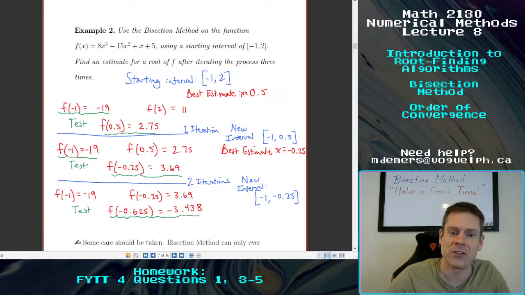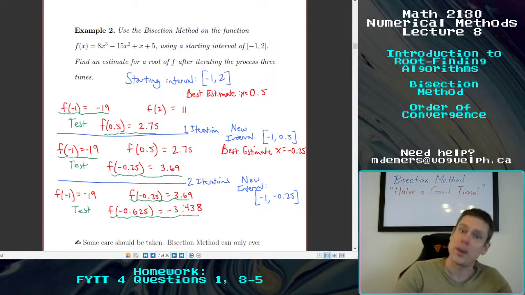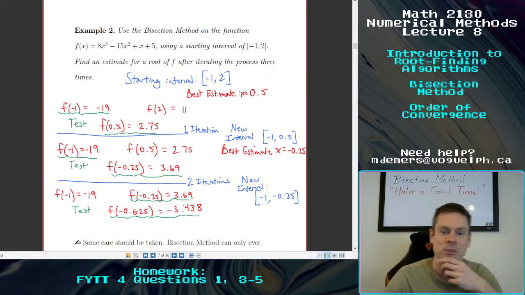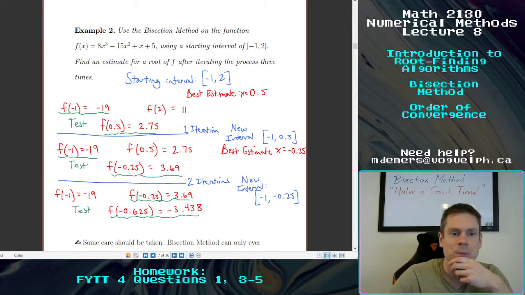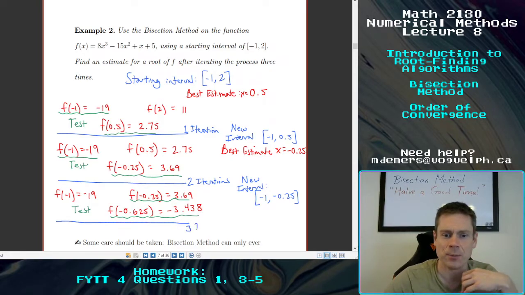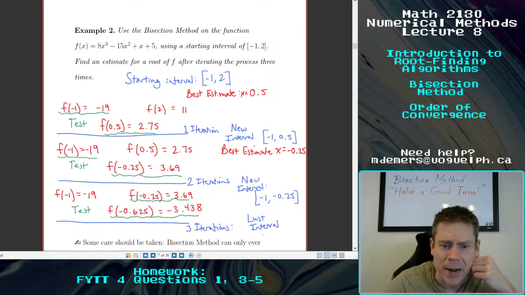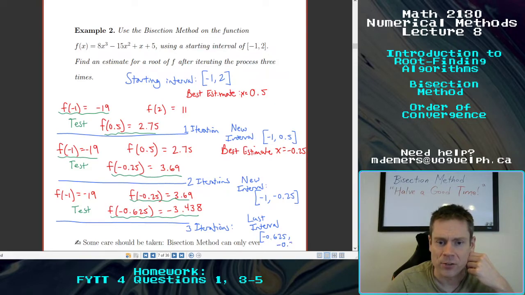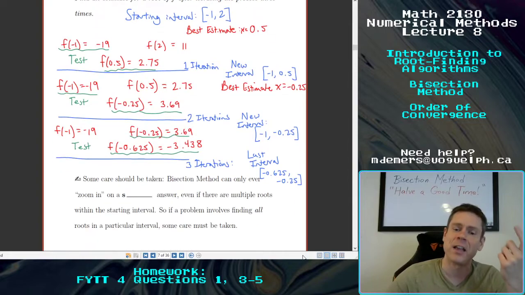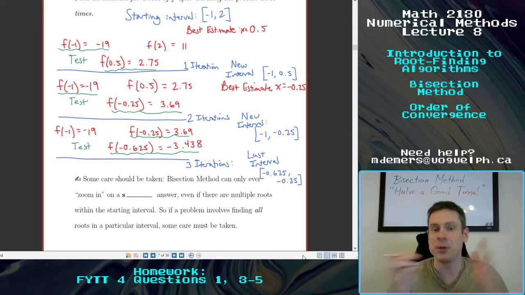The most important thing is just that they're on either side of that root. One's positive, one's negative. It doesn't really matter how many decimals you take. Okay, so that means we get to our final interval. That's 3 iterations. Our last interval is somewhere between -0.625 and -0.25. And that means our final estimate, if we use the midpoint, is going to be directly between the two.